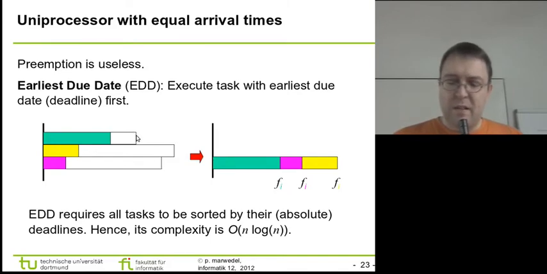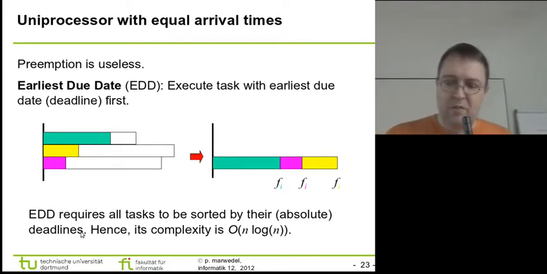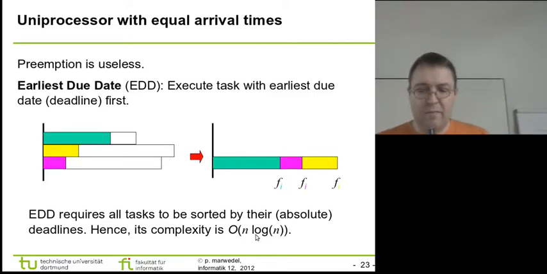Then the second next deadline is the purple task here, so we assign it as the second task and have the finishing time here. And finally, the task with the latest deadline is the yellow task, so we schedule this one last. So EDD requires that all tasks are sorted by their absolute deadline. So EDD has a complexity of O(n log n).